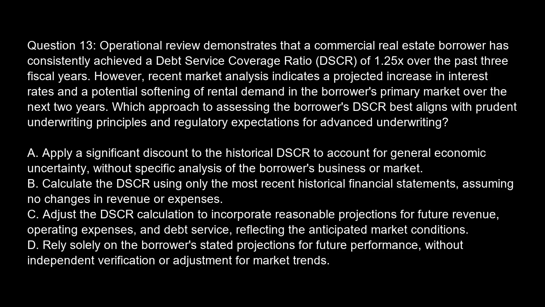Option A. Apply a significant discount to the historical DSCR to account for general economic uncertainty without specific analysis of the borrower's business or market. Option B. Calculate the DSCR using only the most recent historical financial statements, assuming no changes in revenue or expenses. Option C. Adjust the DSCR calculation to incorporate reasonable projections for future revenue, operating expenses, and debt service, reflecting the anticipated market conditions. Option D. Rely solely on the borrower's stated projections for future performance, without independent verification or adjustment for market trends.